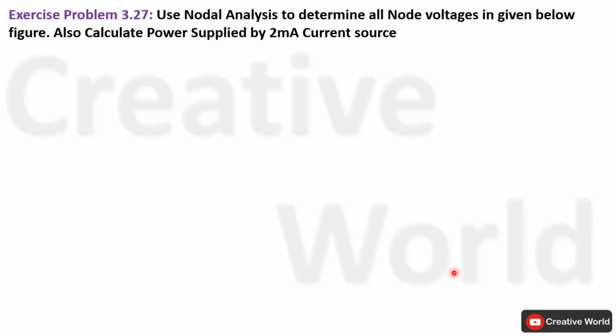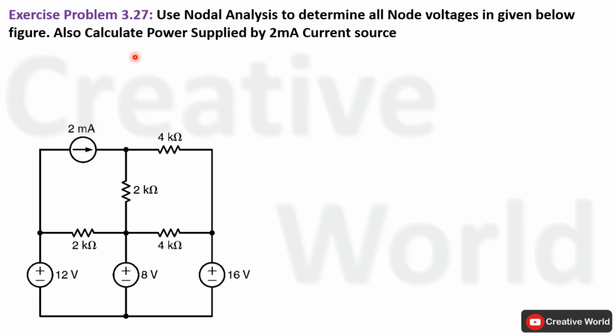Exercise problem number 3.27. Use nodal analysis to determine all node voltages in the figure given below. Also calculate power supplied by 2 mA current source. This is the circuit diagram of the given problem. Inside this network we have to find all node voltages using nodal analysis technique, and we also have to find power supplied through this 2 mA current source in this network. So without wasting time, let's proceed towards the solution of the network.